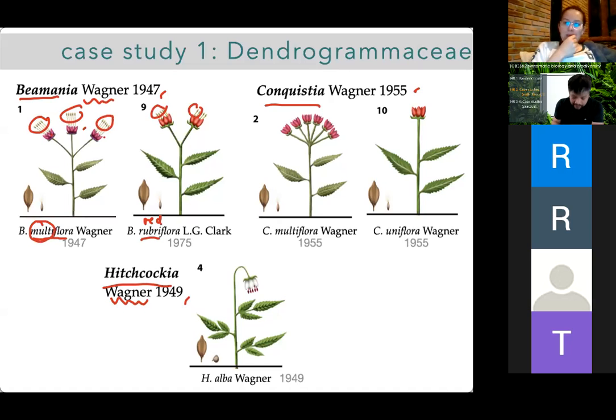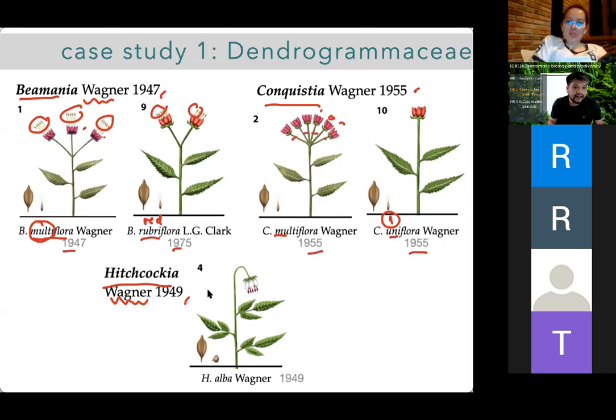Similar thing happened in Conquistia. Conquistia doesn't have long stamens, so they categorized it in another genus. This one is also multiflora because of multiple flowers, and this one is uniflora, uni means one, so one flower. So straightforward names. Each name was coined at a different time and by different people, some by Wagner, some by Clark. And Wagner found the white flower species in 1949, and he said that does not fit with the previous two genera, so he named a new genus called Hitchcockia.